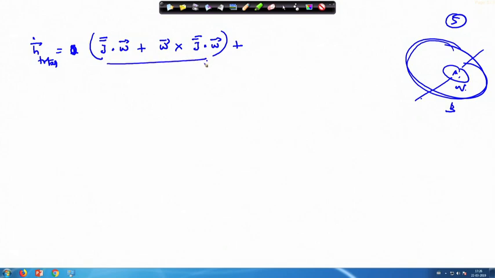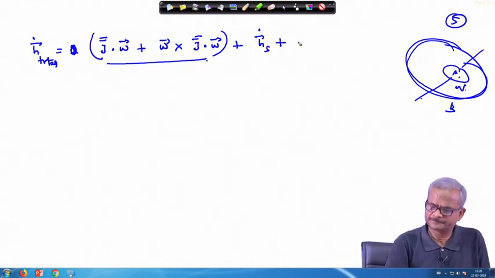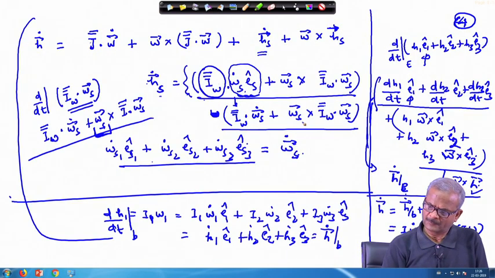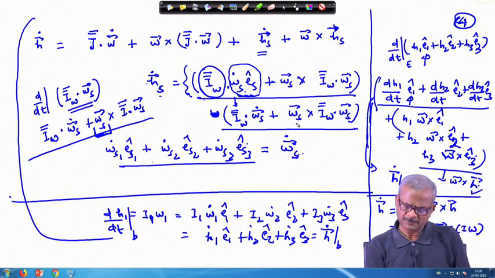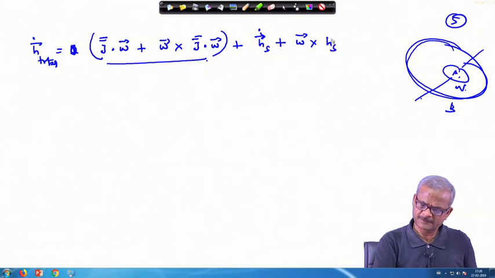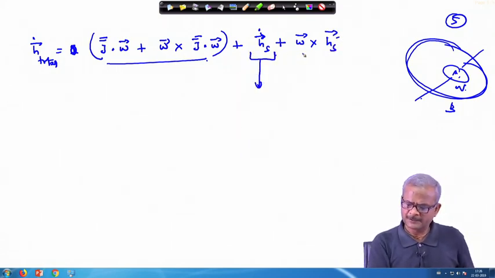So, those two things are combined together, and the other part we are writing as h s dot plus omega, this part we have combined here. So, the other part is omega times H s. Okay, so this is omega times H s. So, this part was important, where now here also ponder over this point.